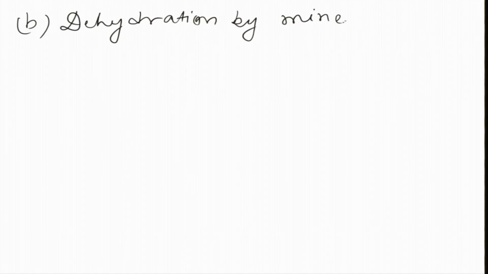We have started discussing the preparation of alkenes from alcohols. So, we have studied the preparation of alkenes from alcohols by Al2O3. Now, we will discuss the second type, dehydration by mineral acids. Okay.